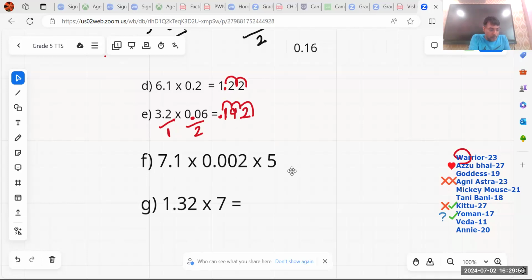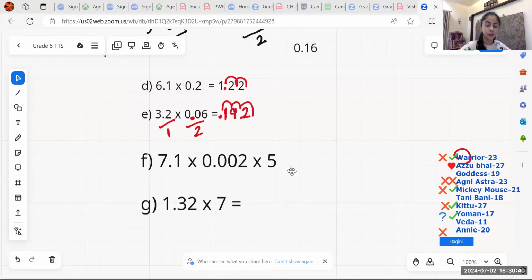Aganya, what happened, beta? The first one I couldn't understand. The second one I see my mistake. Beta, in the first one, multiply normally as we do. Do 71 into 2 into 5, then shift the decimal. So Godess, Tani, Vani, Veda, Anie. Second.